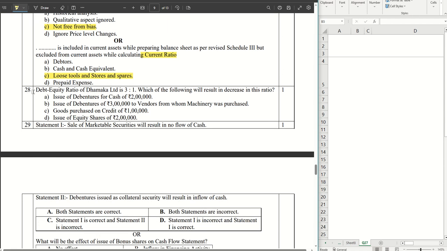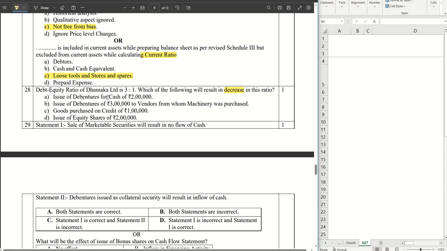Next question that we have, debt equity ratio of Dhamaka Limited is 3 is to 1. Which of the following will result in decrease in this ratio? So debt equity ratio, in this ratio the debt is in the numerator and equity is in the denominator, right? So in order for the ratio to decrease, either the debt should decrease, right, or equity should increase, then only the overall ratio will decrease, right? So let's see which of the conditions fulfill this.